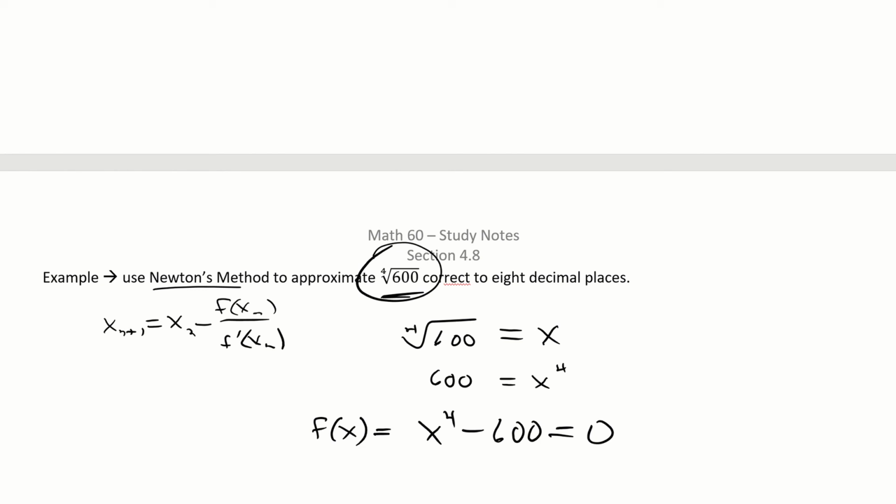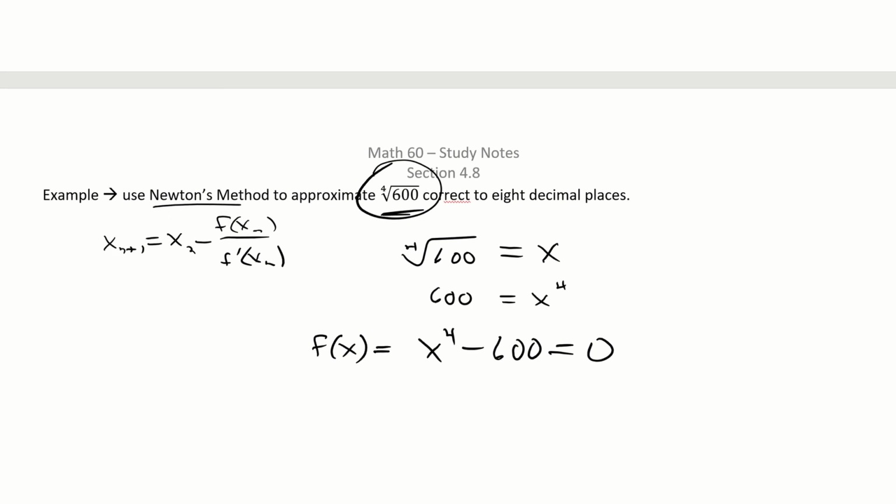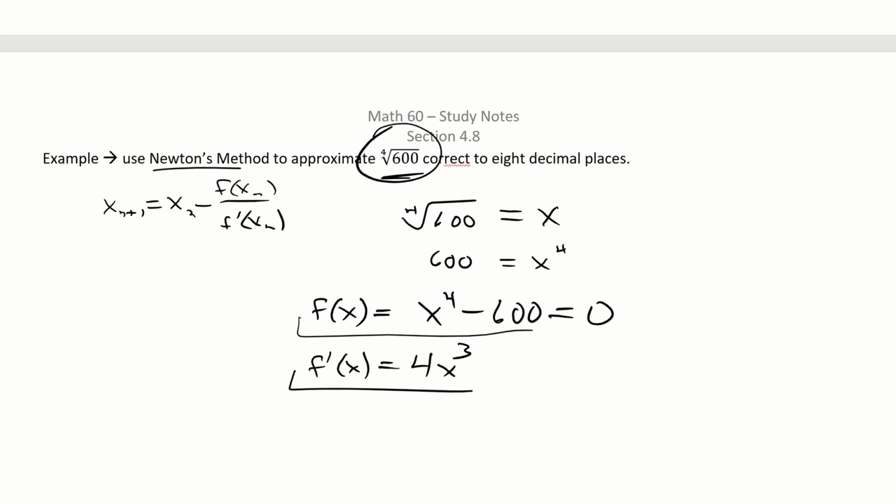Okay. So, we've got our f of x, which is cool. And by the way, the formula says we need f prime, so let's find it right now. F prime of x is 4x cubed. Okay, he's ready to go. And the only question is, what's our first seed? Where should we start? Where do we think a 0 is?